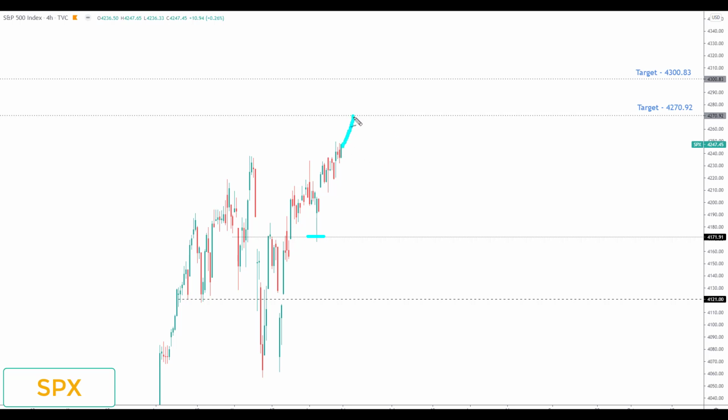Once we take this target out, any pullback will once again be viewed in this market as another opportunity to start to look for bullish setups into the next key of resistance, the upside and target 2 at the 4300.83.